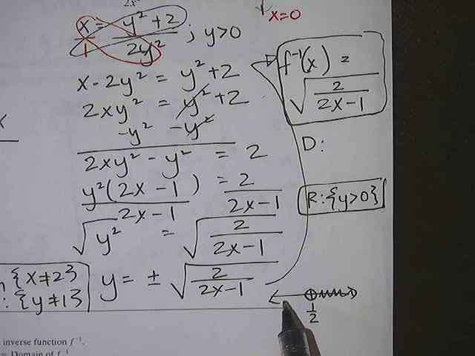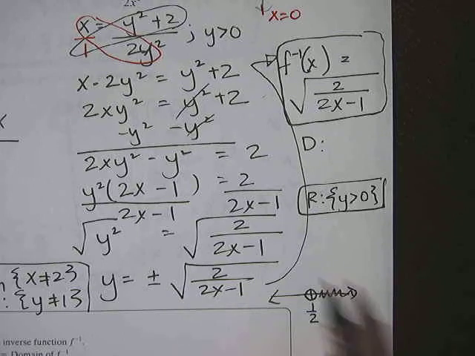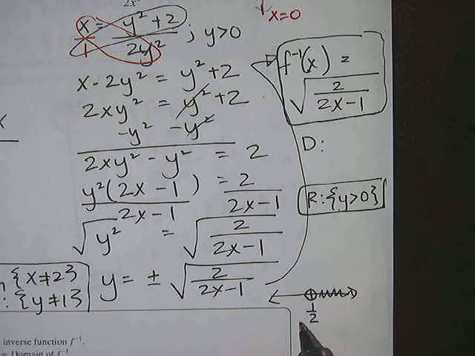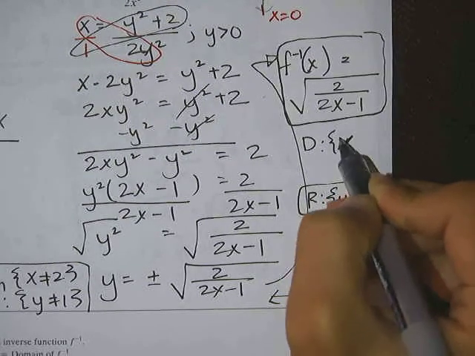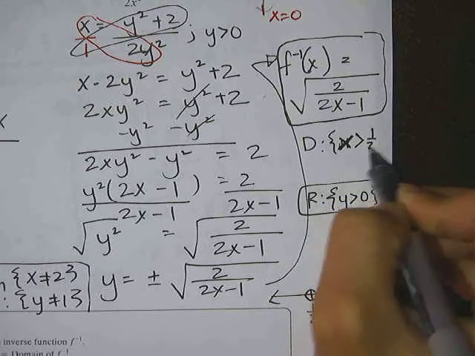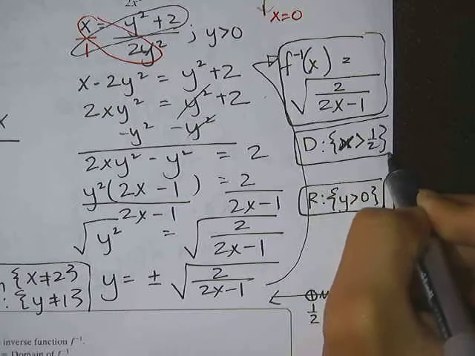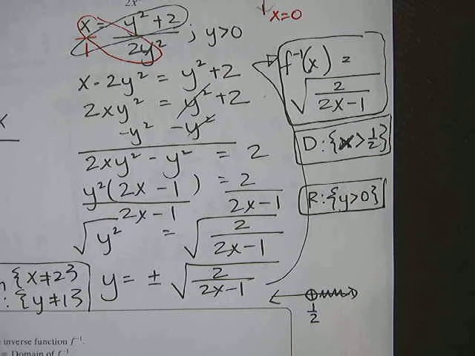And I pick negative 1,000. Negative 1,000 times 2 is negative. Minus 1 is still negative. I can't have a negative under the radical. So if you check this out, this is my domain. My domain's got to be x greater than 1 half. Alright, and this is the end of my video notes.